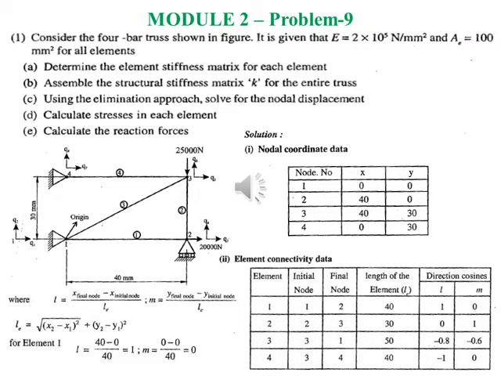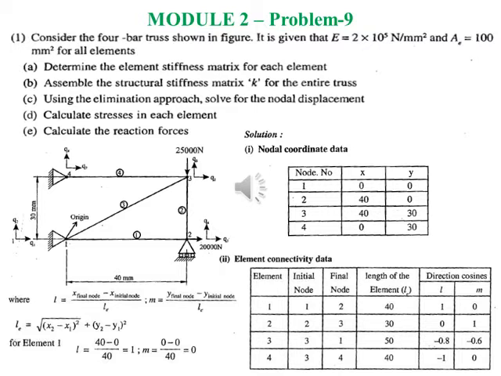So the problem is given. We have 1, 2, 3 and 4 trusses and 3 supports. There is a load of 25,000 newtons acting at node 3, where truss 4, truss 3 and truss 2 join. So at node 3 there is a load of 25,000 newtons. Node 1 and node 4 are completely fixed. Node 2 is free to move in the horizontal direction.